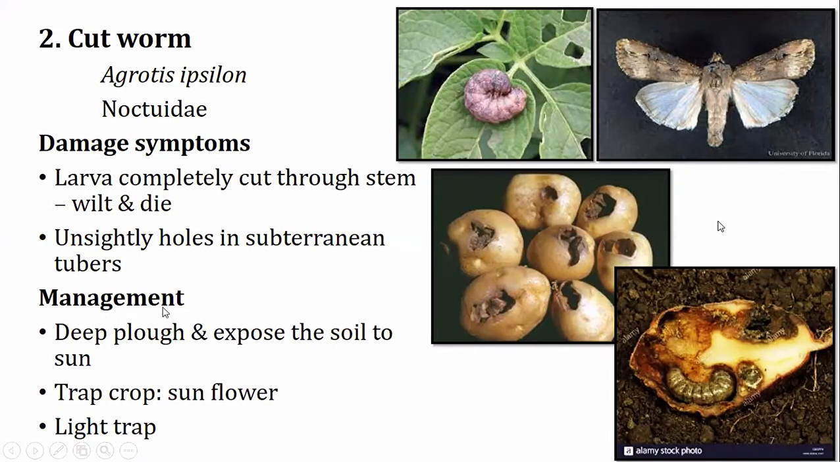How to manage them? We have to deep plow and expose the soil to the sun. The pupal stage is within the soil, so the pupal stage becomes exposed to the sun. Then it will wilt and be destroyed. Also, birds will eat the pupal stage. And we can use a trap crop like sunflower.